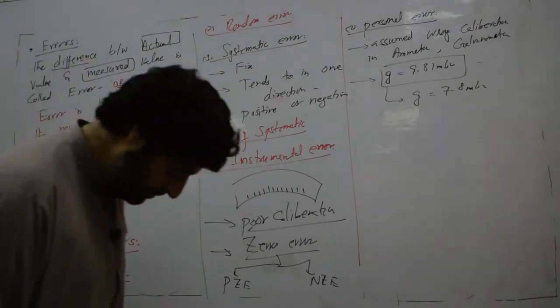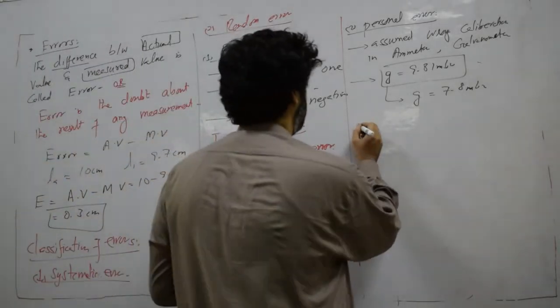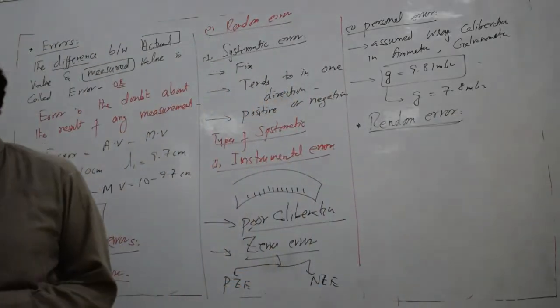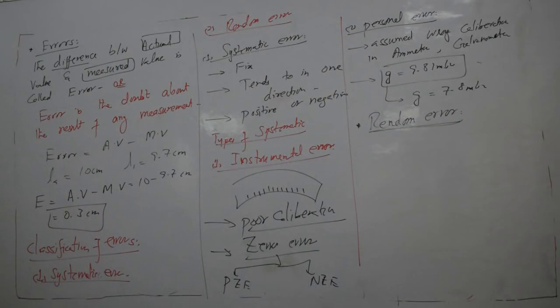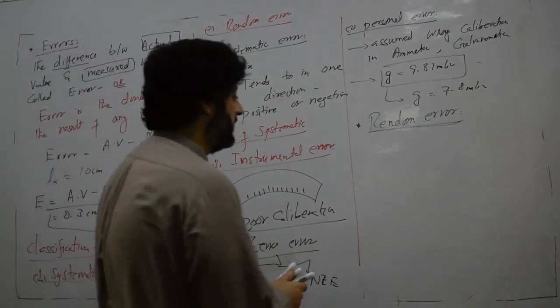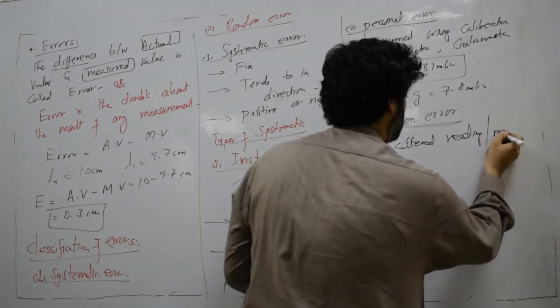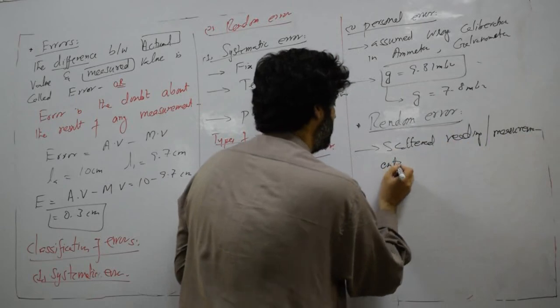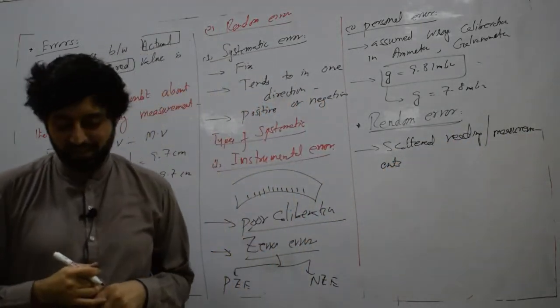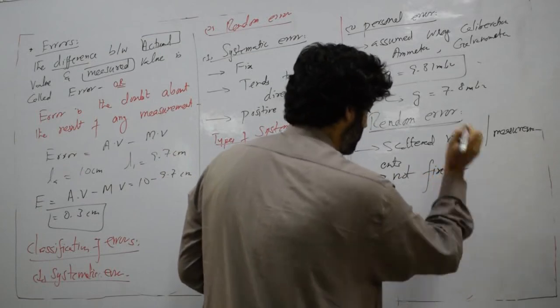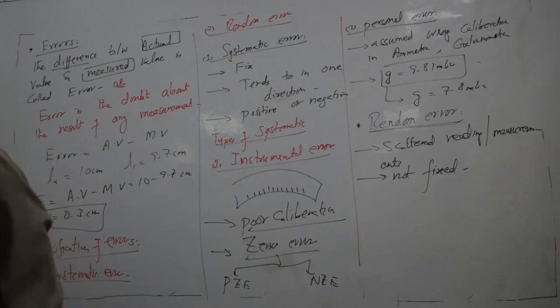How can we define the random error? This is another type of error. Random error is the error which occurs irregularly and hence is random with respect to sign and size. If we have scattered readings or measurements, that type of error is called a random error. This means the error is not fixed. It is changing continuously, and this type of error is called random error.